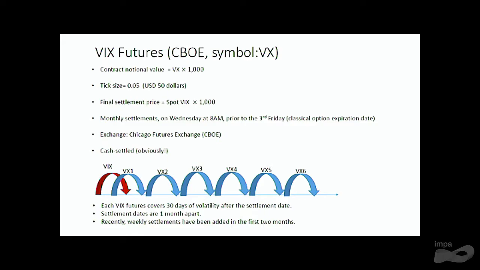The contract is VIX times 1,000. So that means that it's theoretically a vega of 1,000, if you like, to talk in the lingo. And the tick size is $50. It's 5 cents on VX, so it's $50. The final settlement price is the spot VIX times 1,000. It settles monthly on Wednesdays at 8 a.m. prior to the Friday where options expire.